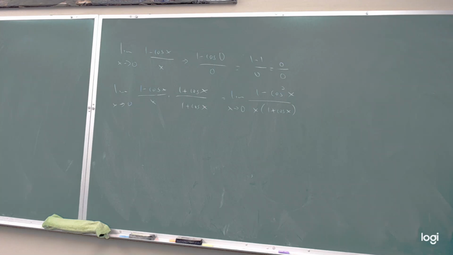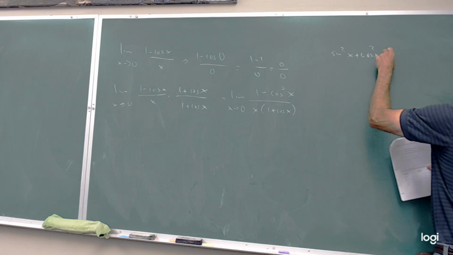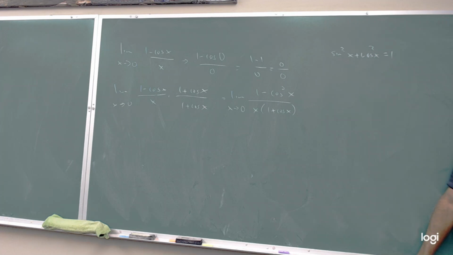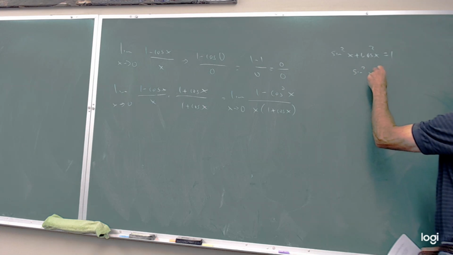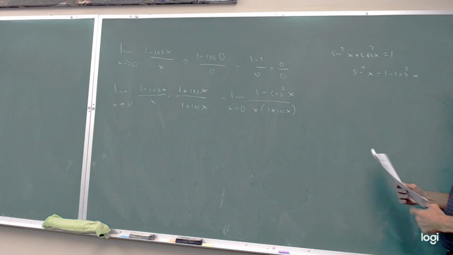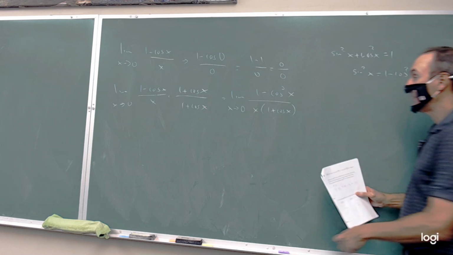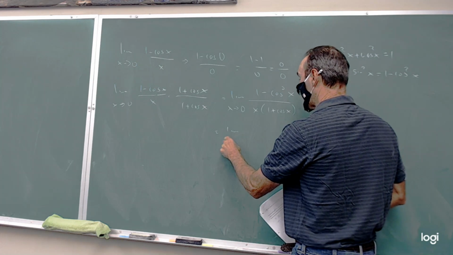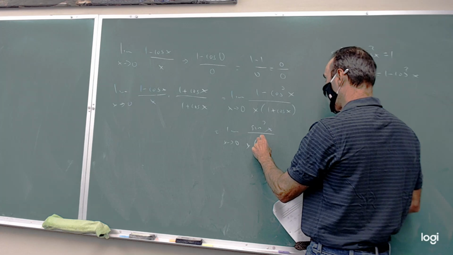Okay? Now we're thinking back. 1 minus cosine squared x. We've seen this before. What's that equal to? Yes, because we remember our favorite trig identity of all time. Sine squared plus cosine squared is 1. And if we subtract that cosine squared to the other side, we see that our 1 minus cosine squared is indeed sine squared x. So this becomes the limit as x goes to 0 of sine squared x over x times 1 plus cosine x.